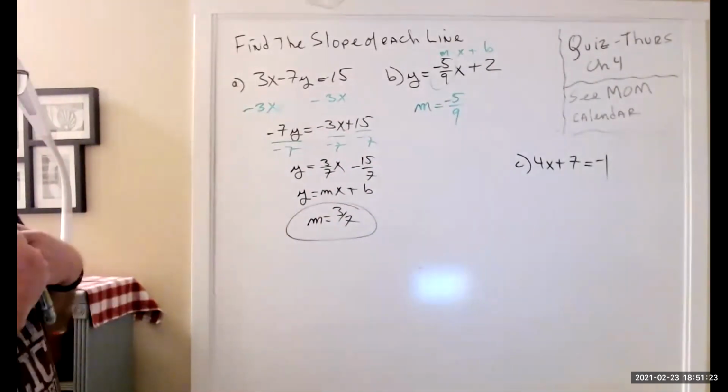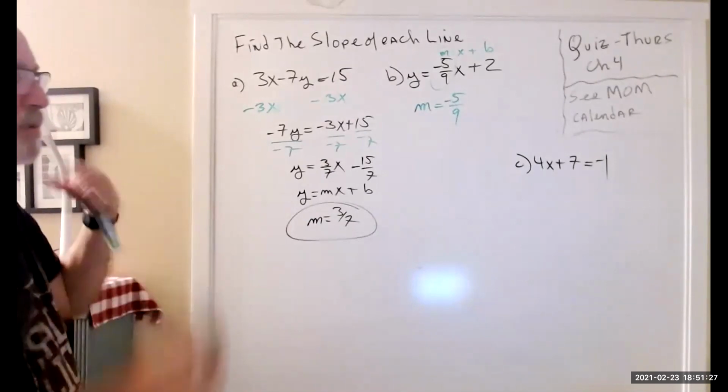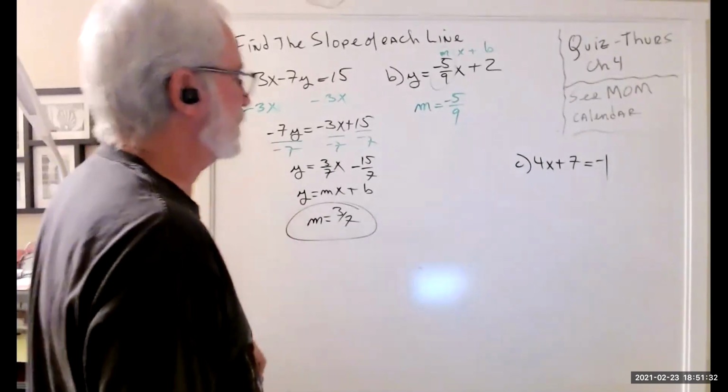Now, to me, that's the easy way. I've seen people do harder ways. They make a table of values and then they find the slope by some formula, but that's the best way.